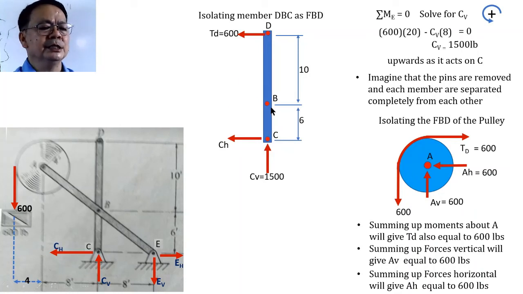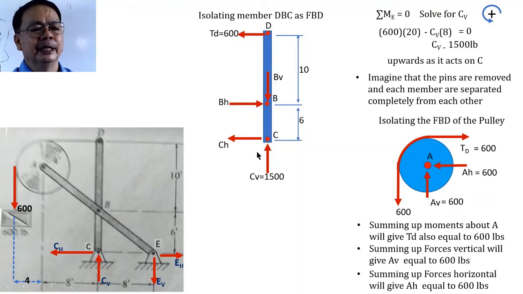So let us imagine that this is acted upon by a horizontal force. Let us call it B sub H, and expect that there will be a vertical force, which we call B sub V. Now, if we look at this free body diagram of the member DBC, you will notice that this member is subjected to 1, 2, 3, 4, 5 forces. We now have 5 forces acting on the member. The good thing is, we already know 2 of the 5 forces. We know this vertical component and this horizontal component at T sub D. Therefore, there will only be 3 remaining unknowns in the member.